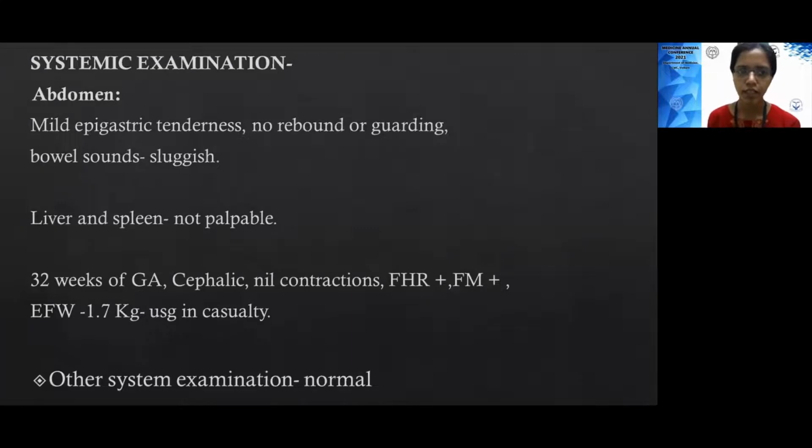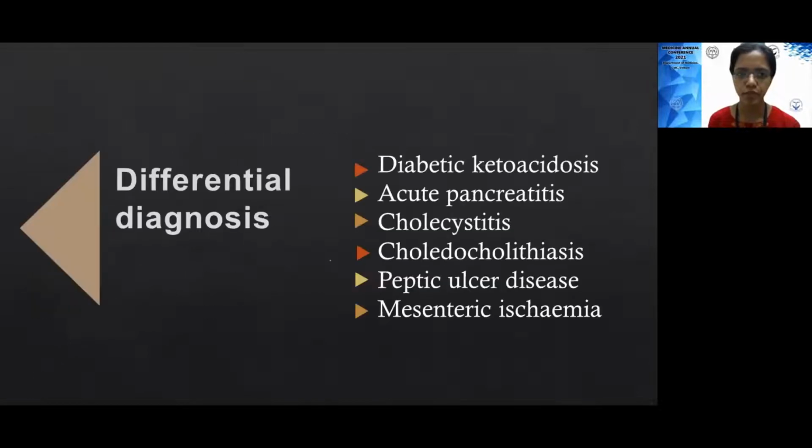On systemic examination of her abdomen, she had mild epigastric tenderness, no rebound or guarding. Bowel sounds were present, but they were sluggish. Liver and spleen were not palpable. She had a 32 weeks gestation uterus palpable, cephalic presentation. There were no contractions at the time of presentation. Fetal heart and fetal movement were present. Other system examination was normal.